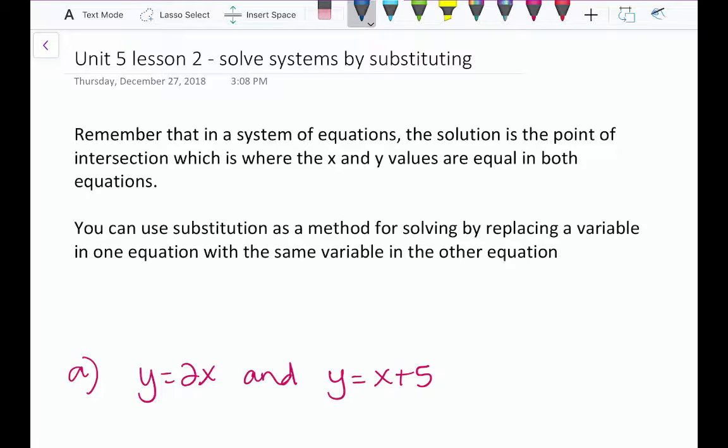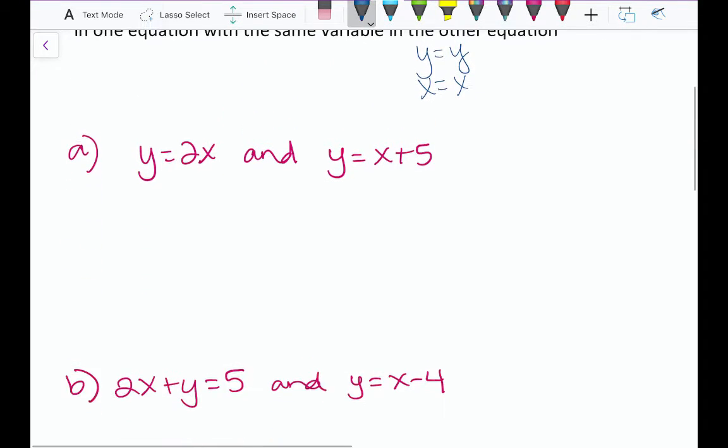This is the video for solving systems by substituting. Remember that in a system of equations, the solution is the point of intersection, which is where the x and the y values are equal in both equations. So as a result, we can use substitution for solving by replacing a variable in one equation with the same variable in the other equation. In other words, we're assuming that y equals y and x equals x for both equations. So I'm going to show you what this looks like.